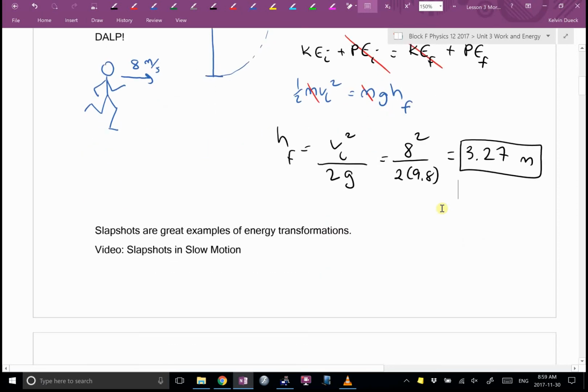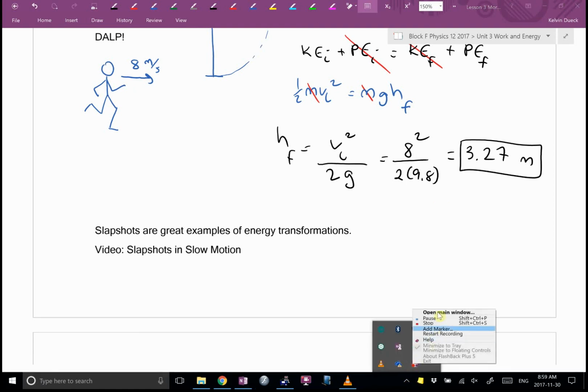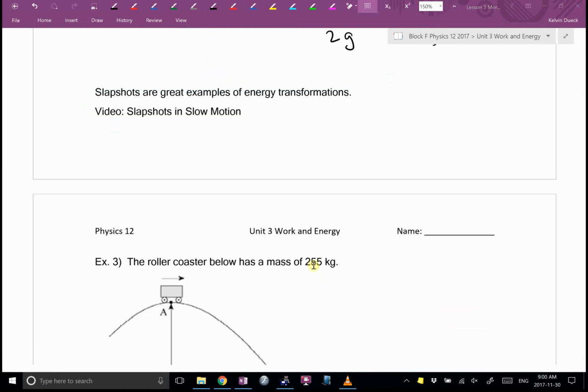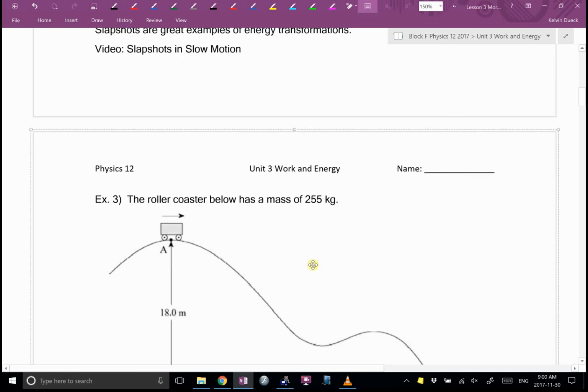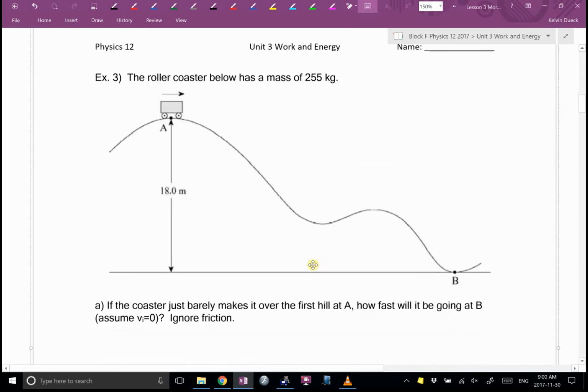Slap shots are great examples of energy transformations. I wrote here video slap shots in slow motion. Do I have time to show it? Let me just check for a second. Slap shots are great examples. I'll try and find another time to show it. Roller coasters are also great examples.